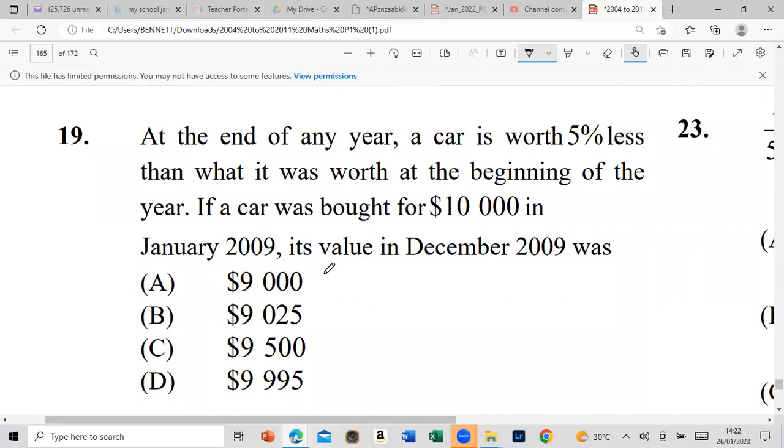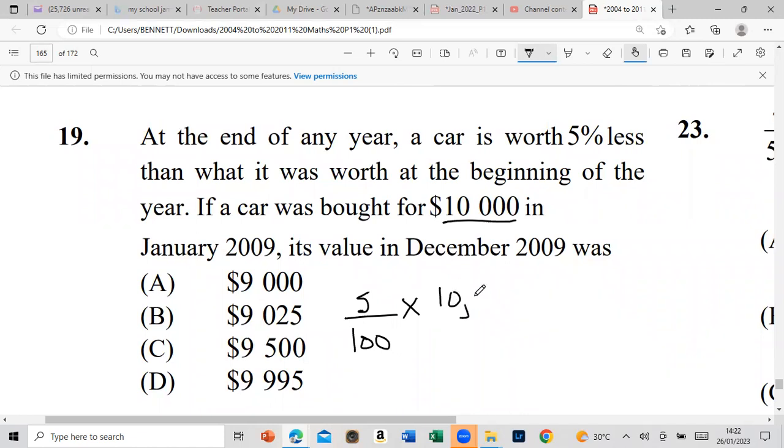Think about it. If you buy a Benz this year, next year the Benz value has gone down, even if you're not driving it. It's just how it goes. It depreciates. Alright, so the initial value was 10,000. But it's going to decrease by 5%. I could find 95% and get the answer straight, but let us find 5% and then subtract.